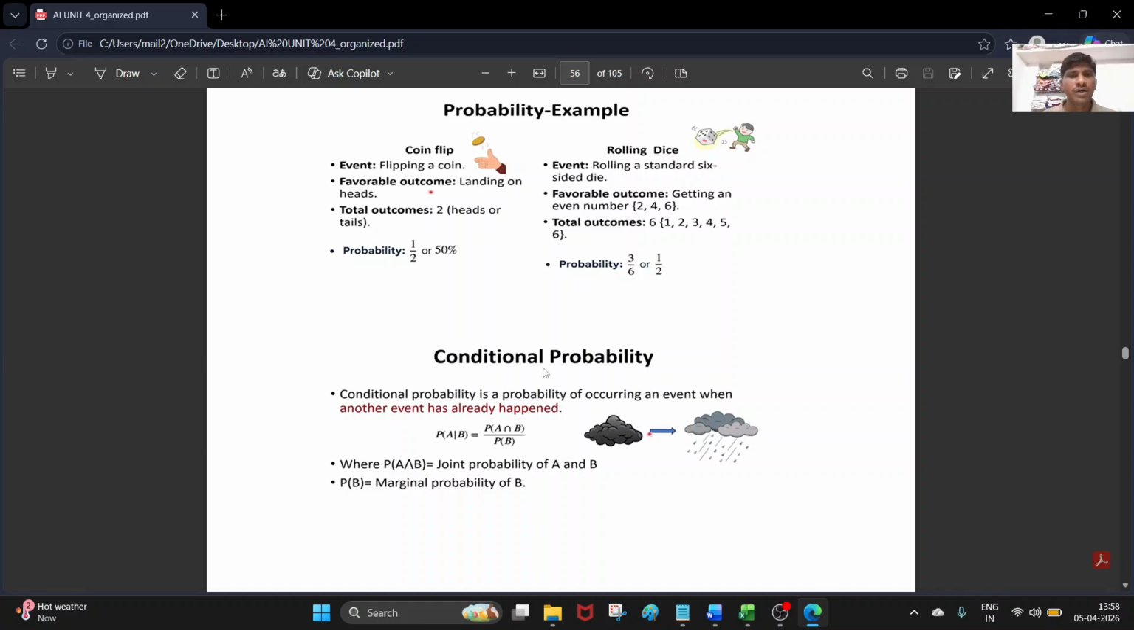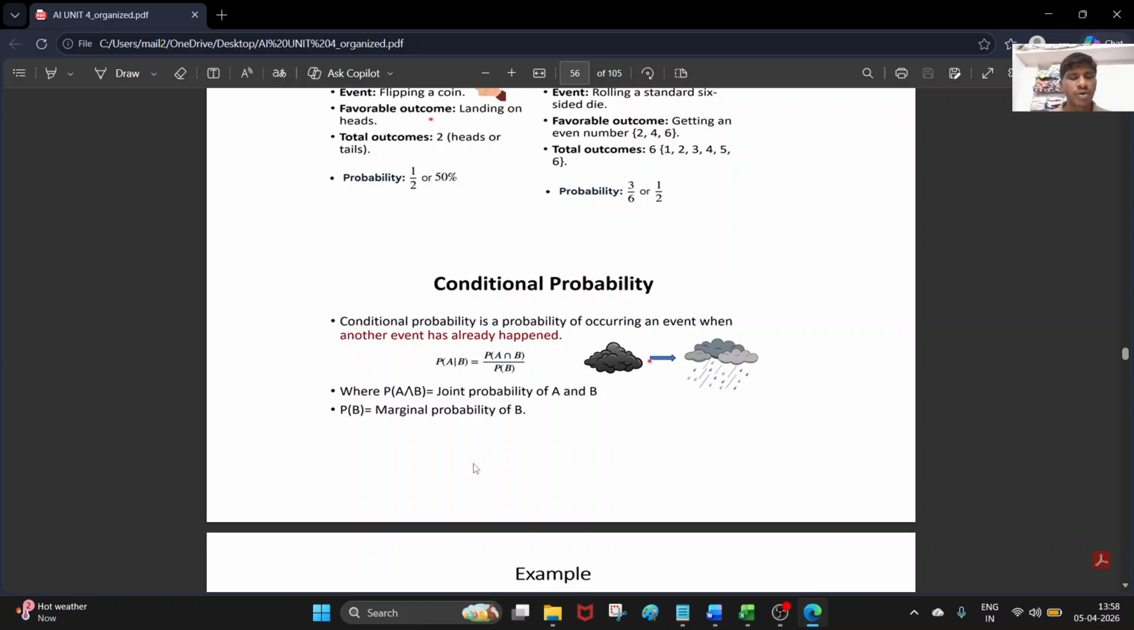Probability of flipping a coin. The event here is flipping a coin. The favorable outcome is landing on head, so the favorable outcome count is 1. Total outcomes are 2, head or tail. So the probability of a coin landing on head is 1 by 2, that is 50%. Similarly, rolling a die, if you want to get an even number, that is 2, 4, 6, there will be 3 favorable outcomes. The total number of outcomes is 6, so 3 by 6 is equal to 1 by 2.